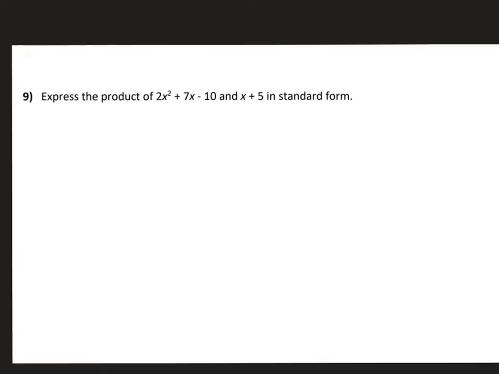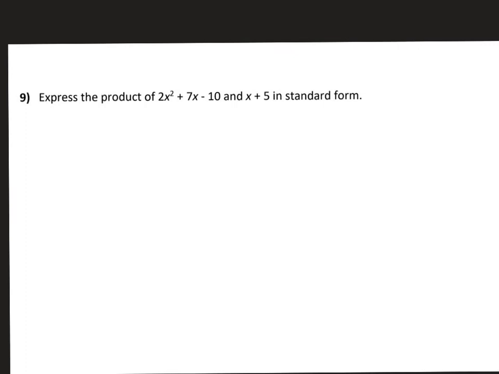For our ninth question, we want to express the product of 2x squared plus 7x minus 10 and x plus 5 in standard form. So once again, we want to look to see what our key terms are. We want to do the product, so that means multiplication, right? And standard form, that's telling us exponents go from highest to lowest.